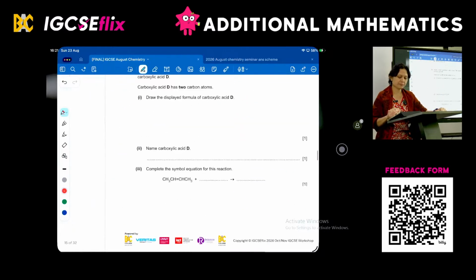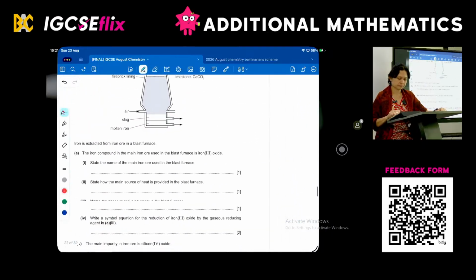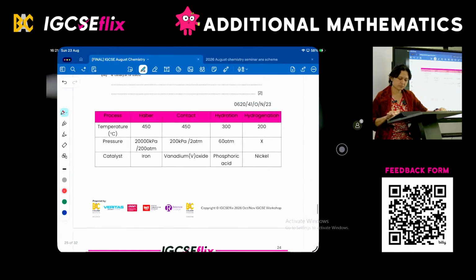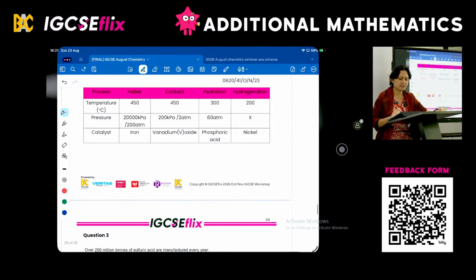Ready? Okay. What are the common errors? Guys, this one, right? Go home and make a list of everything. I made a list of a few already. Okay? Haber, contact, hydration, hydrogenation. That's actually almost all. Is there any more? Not that I can remember. Can you remember? Okay, I made a list here. Catalyst, temperature, pressure. Okay? Catalyst, temperature, pressure.